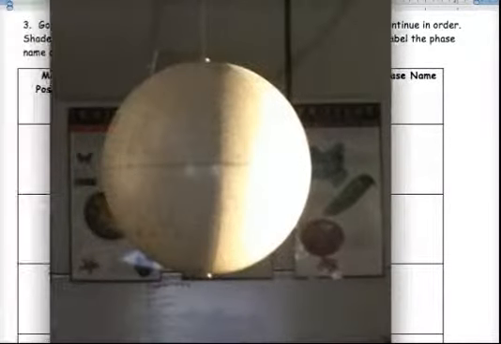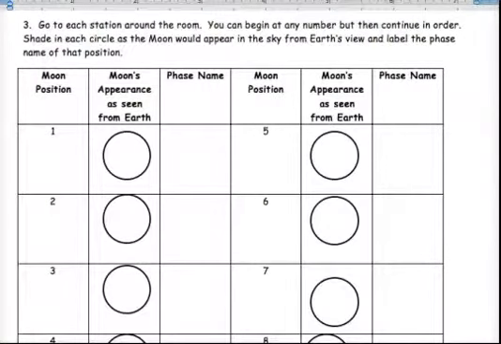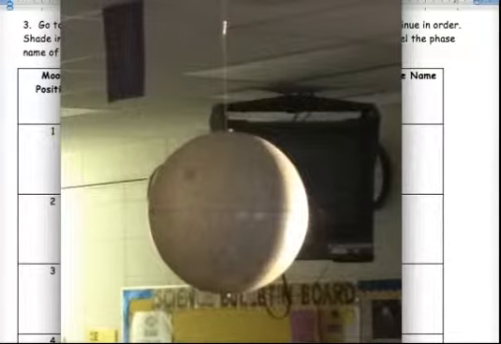Here is number 3. Again, it's about halfway lit up. Notice which side is lit up. And at any point throughout this, if you need to pause it to look at your notes or to think about which phase this is, you can do that. You can also rewind, obviously, if you miss something. But that's number 3. Here's number 4.